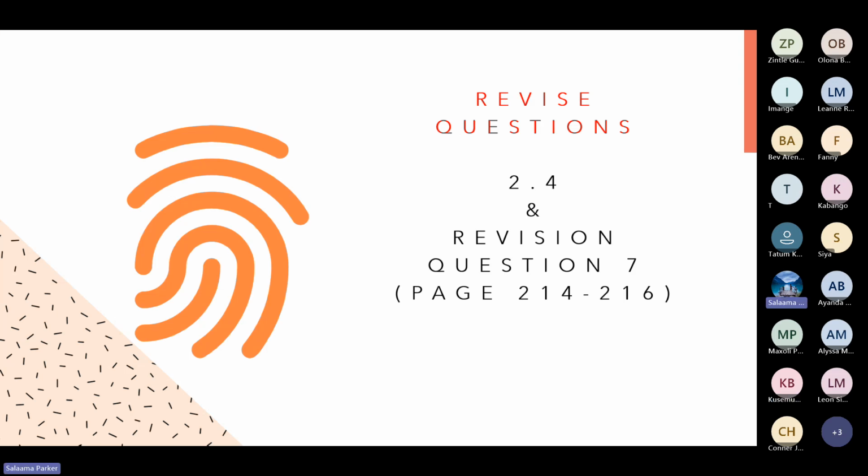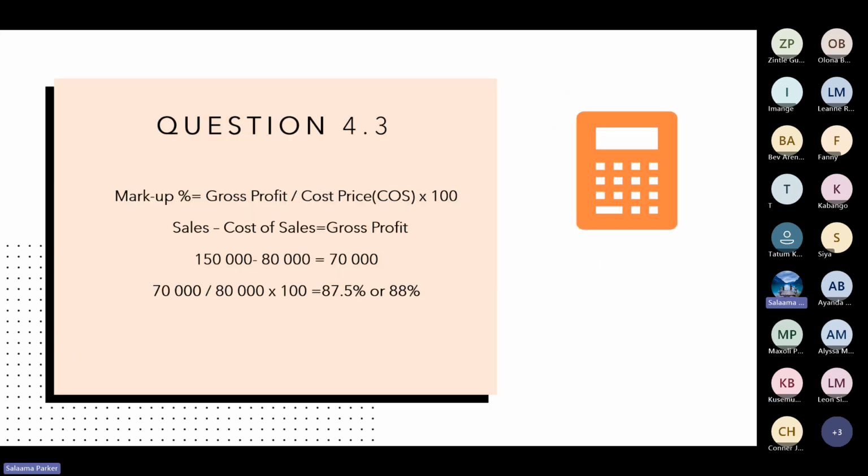Please don't forget to revise those questions. So here we have gross profit divided by cost price times 100. How am I going to calculate my gross profit? My sales minus the cost of sales. And then I take my gross profit divided by my cost of sales times 100. I can round it off to the nearest rand or to a decimal after the comma. Everybody happy with that answer?